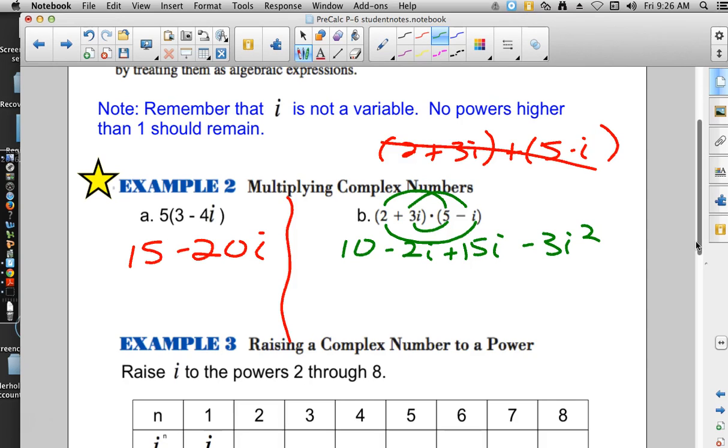So you know you've done all the distributing that you need to do when you get a little FOIL guide there. And then we just combine like terms.